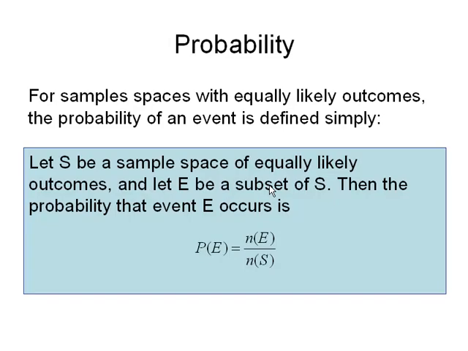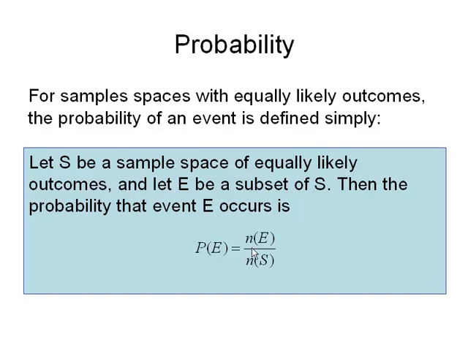So now we need to make the jump to probability. When we're talking about probability, we're going to be trying to count things. And what we have to do is ensure that our sample spaces have equally likely outcomes. So when we're talking about a die, a 1 is just as likely as a 2, a 3, a 4, a 5, or a 6. If we're talking about tossing a coin, say we toss one coin, heads and tails have to be equally likely. If they're not, we can't use the definition below.